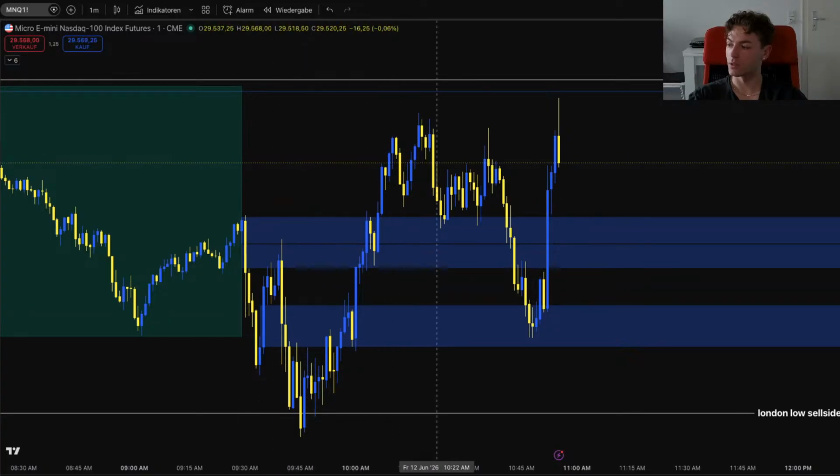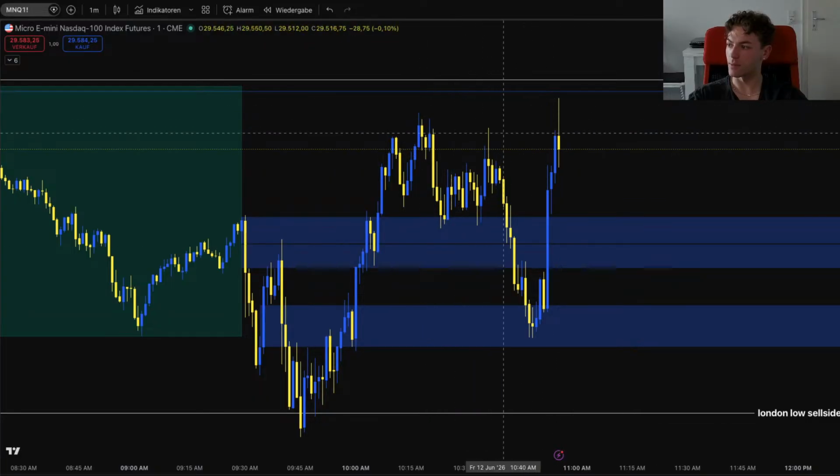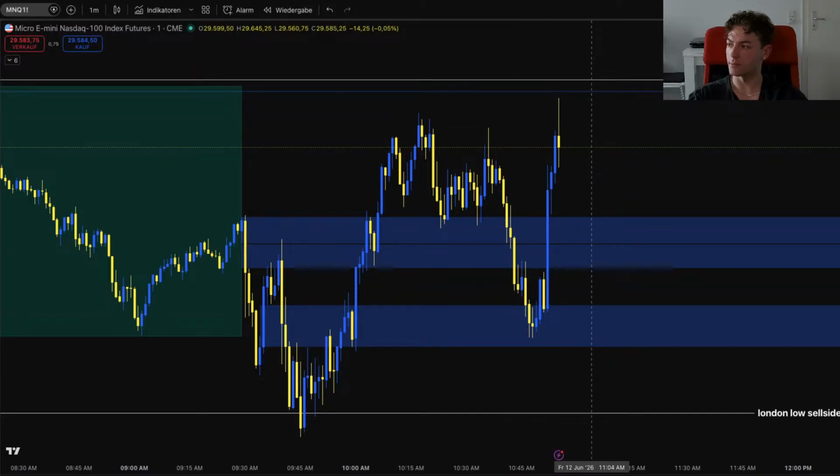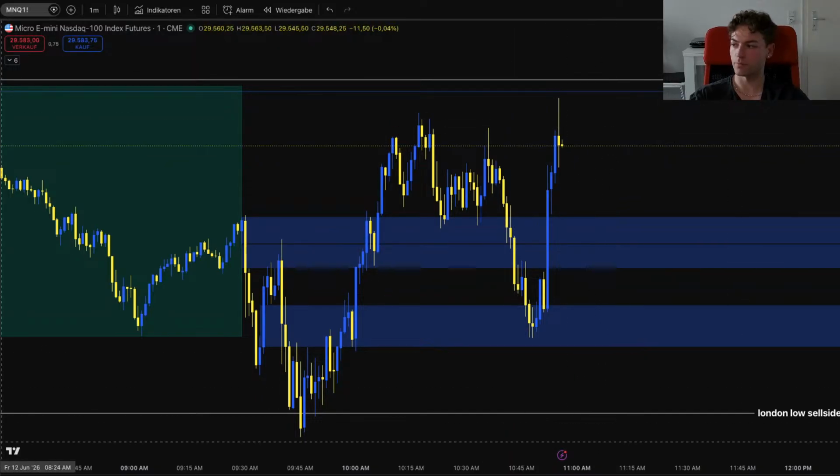Oha. Dow exploded to the upside. S&P and NQ kind of look the same right now, but they didn't take their pre-market highs yet, but Dow did. So, kind of interesting.